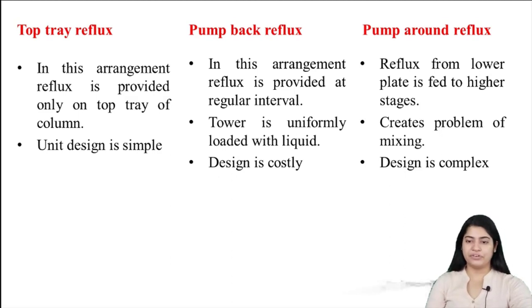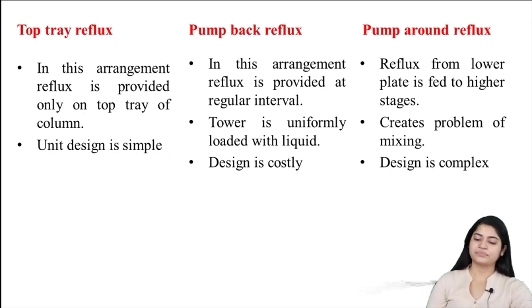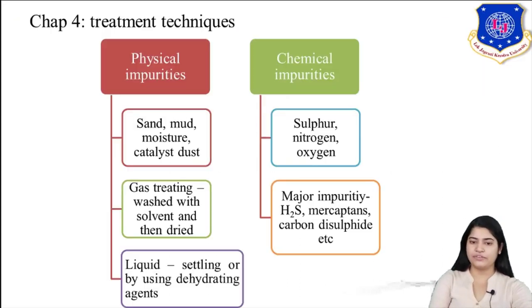Now for pump around reflux, reflux from a lower plate is fed to higher stages. Suppose you are taking reflux at the 4th plate, then you supply your reflux on the 1st or 2nd plate. So now this creates a problem of mixing. Of course you are taking out the product from the 4th plate and transferring it back to the 1st plate. So product composition may get altered here, and of course this design is complex. So this was about your arrangement of towers.